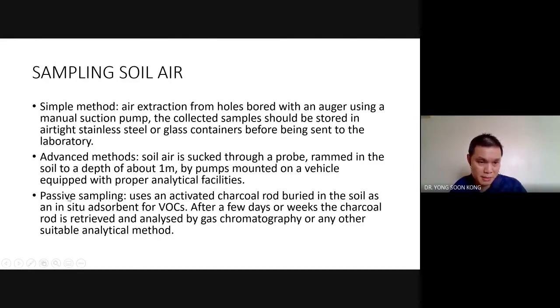Or you can use passive sampling. It uses an activated charcoal rod buried in the soil as an in situ absorbent for VOC, and after a few days, the charcoal rod is retrieved and analyzed by gas chromatography or another suitable analytical method. So you can say that with this passive method, you don't directly collect an air sample, but rather you insert a tool or a material, and that material will in turn collect those volatile pollutants.